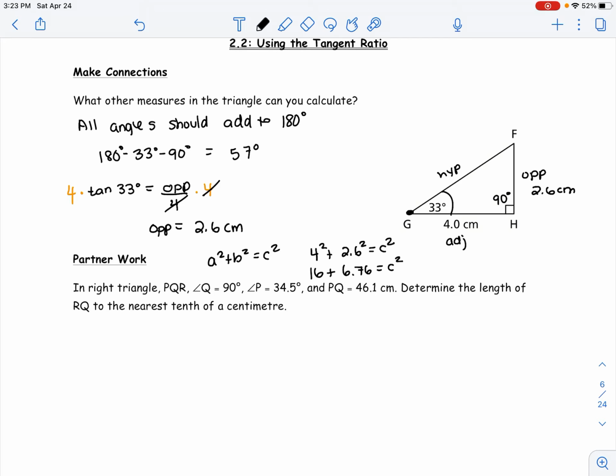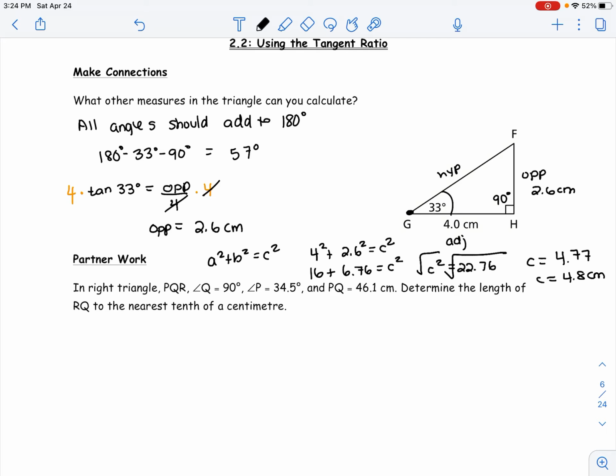And then we'll add those two sides. You always add your a squared and b squared together. So I just found that c squared equals 22.76. And then I would square root both sides to get c by itself. So don't forget to square root your answer to get your c value. So it would be 4.77 or 4.8 centimeters if you round to the nearest tenth.